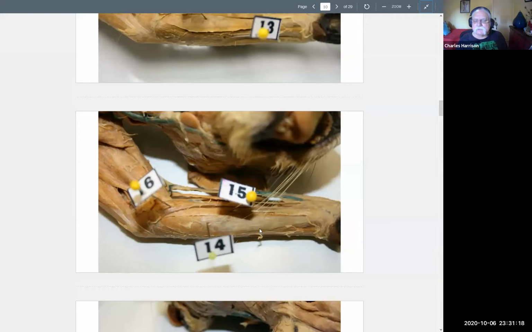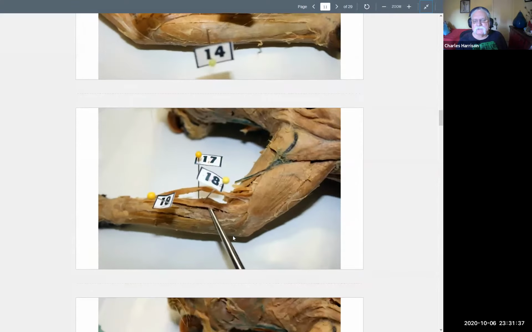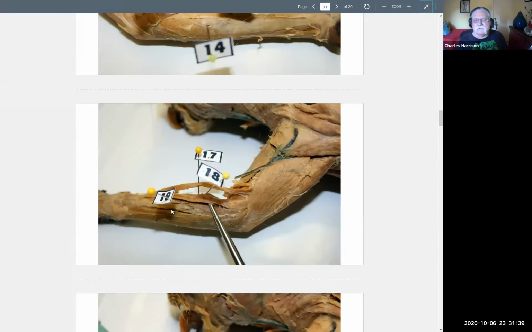14 is again the palmaris longus. 15 is again the flexor carpi radialis. And now 16, that little half muscle, is the pronator teres. Okay, the cat's now prone. So this muscle that's been lifted is the brachioradialis.